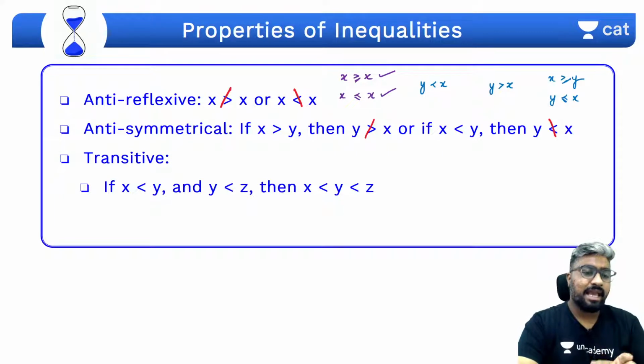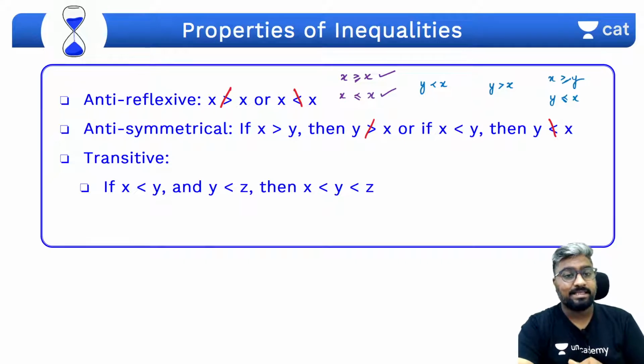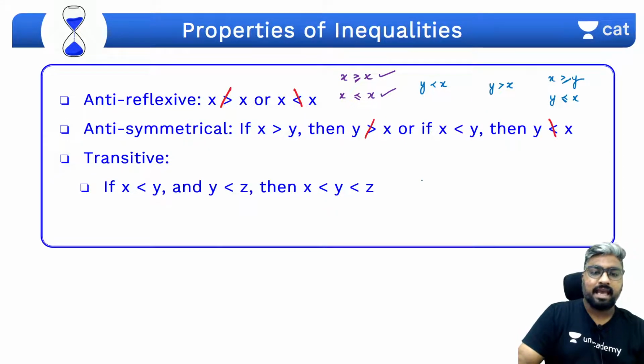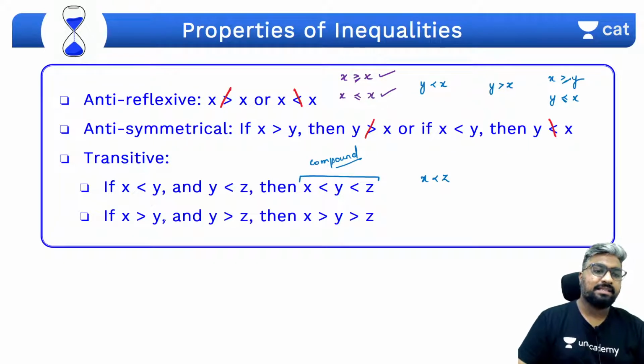Next, inequalities are transitive, that is they can carry forward their value. If I say x is less than y and y is less than z, then we can say x will be less than z, or we can put them in a compound inequality like this. This is called a compound inequality, x less than y less than z. Same way, if x is greater than y and y is greater than z, then we can say x is greater than y greater than z, or x is greater than z.